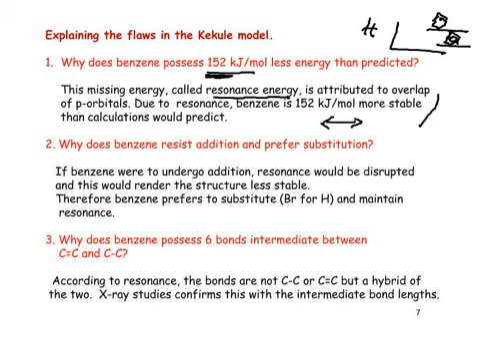Why does benzene resist addition and prefer substitution? Well, it's because of the desirability of this structure, this resonance structure or delocalized electron structure. It's a particularly stable structure, and if benzene was to undergo an addition reaction, it would mean giving that up. If benzene were to undergo addition, resonance would be disrupted, and this would render the structure less stable.